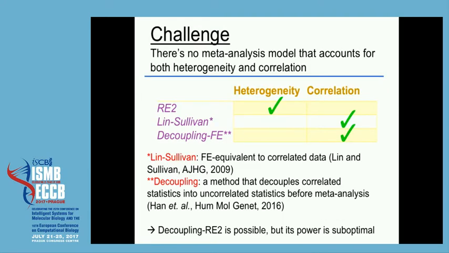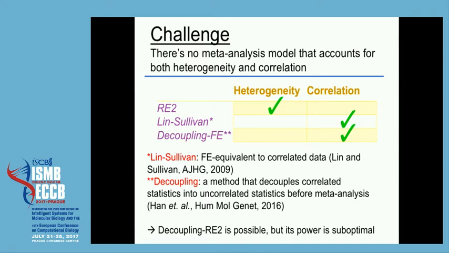The challenge is that there is no meta-analysis framework that accounts for both heterogeneity and correlation. First, RE2. RE2 can account for the heterogeneity, but cannot account for the correlation because it assumes independence of statistics between the studies. The Lin-Sullivan method is the fixed effect method equivalent for correlated data, so it can account for the correlation, but it cannot detect the heterogeneous effect.